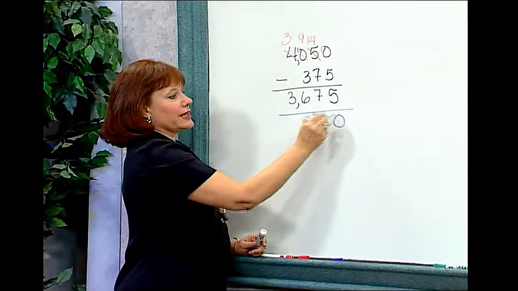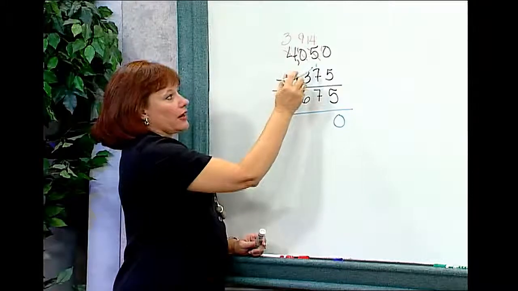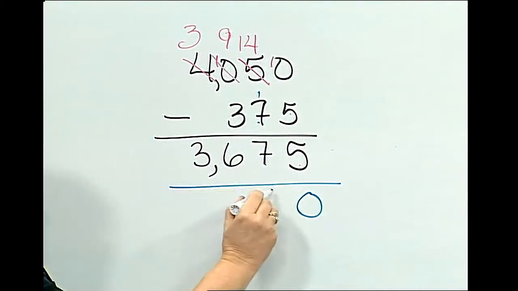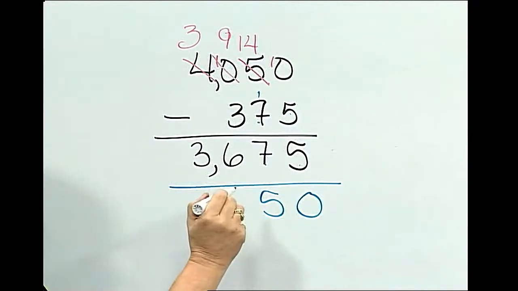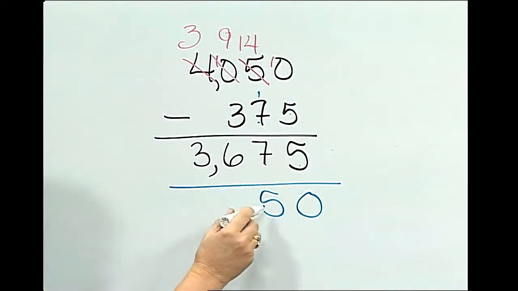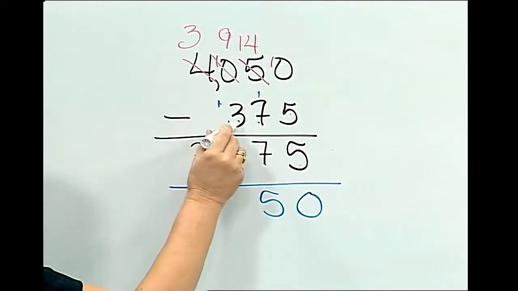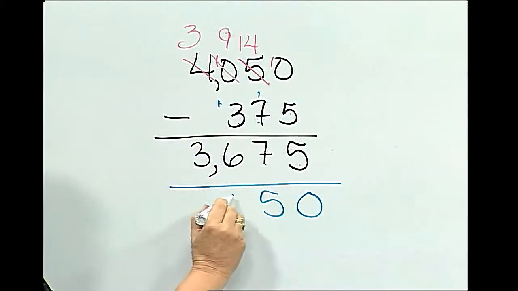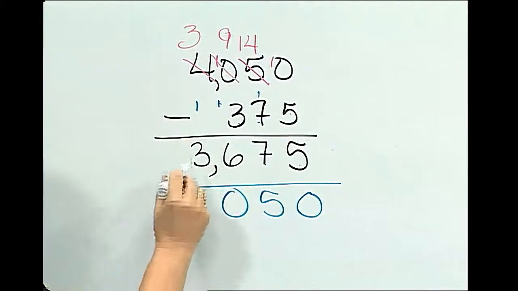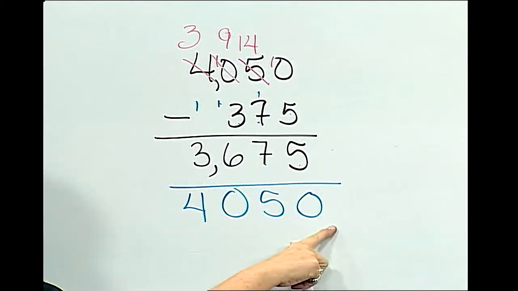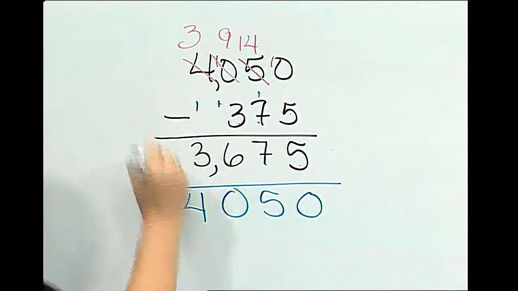5 plus 5 is 10. Carrying our 1, 1 plus 7 is 8. 8 plus 7 is 15. Aren't you glad you used those number facts that you practiced on flashcards? We've got 15, we'll carry the 1. 1 plus 3 is 4, and 4 plus 6 is 10. Carry the 1, and 1 plus 3 is 4. We started out with 4,050 trees. Sure enough, 4,050 trees.